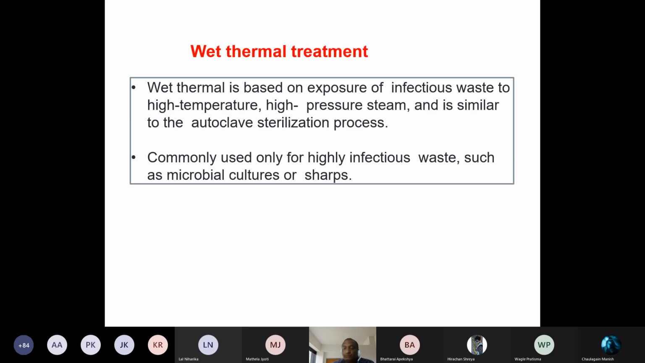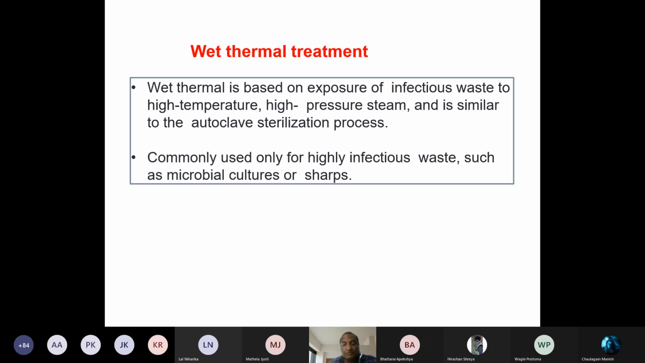Then next, what is there? Anybody can read what is wet thermal treatment? I'll finish, there are not many slides. What is wet thermal treatment? Wet thermal is based on exposure of infectious waste to high temperature, high pressure steam, and is similar to the autoclave or the sterilizer process. So if you do these things, and after storage also, this infectious waste is treated with this, then it is free of microorganisms, and then you can dispose of it safely.